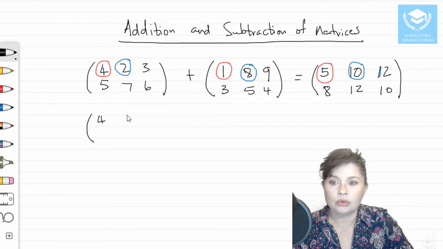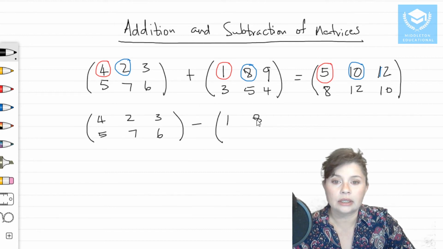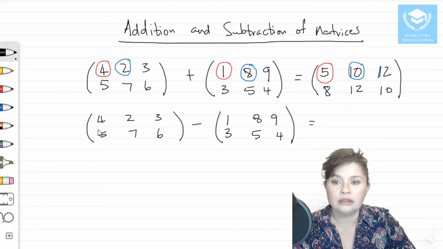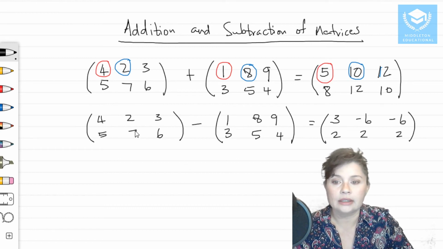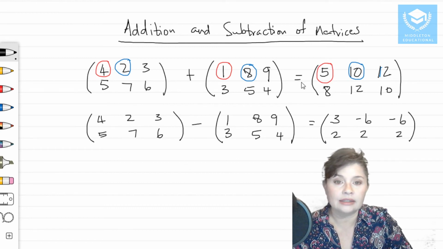So say 4, 2, 3, 5, 7, 6 minus 1, 8, 9, 3, 5, 4, and then again first row, first column minus the first row, first column, so it's going to be 4. So you see again exactly the same as addition. Each of the elements in the same position you add or subtract in order to get your final answer.